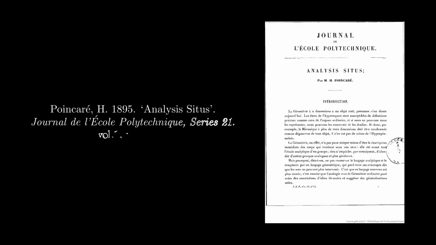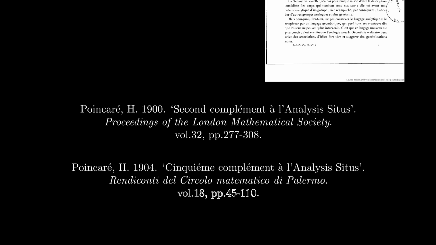In fact, this duality is one of the key ideas of Poincaré's 1895 landmark paper, Analysis Situs. Poincaré's conjectures and his homology sphere both make their appearance in later amendments of this original paper.